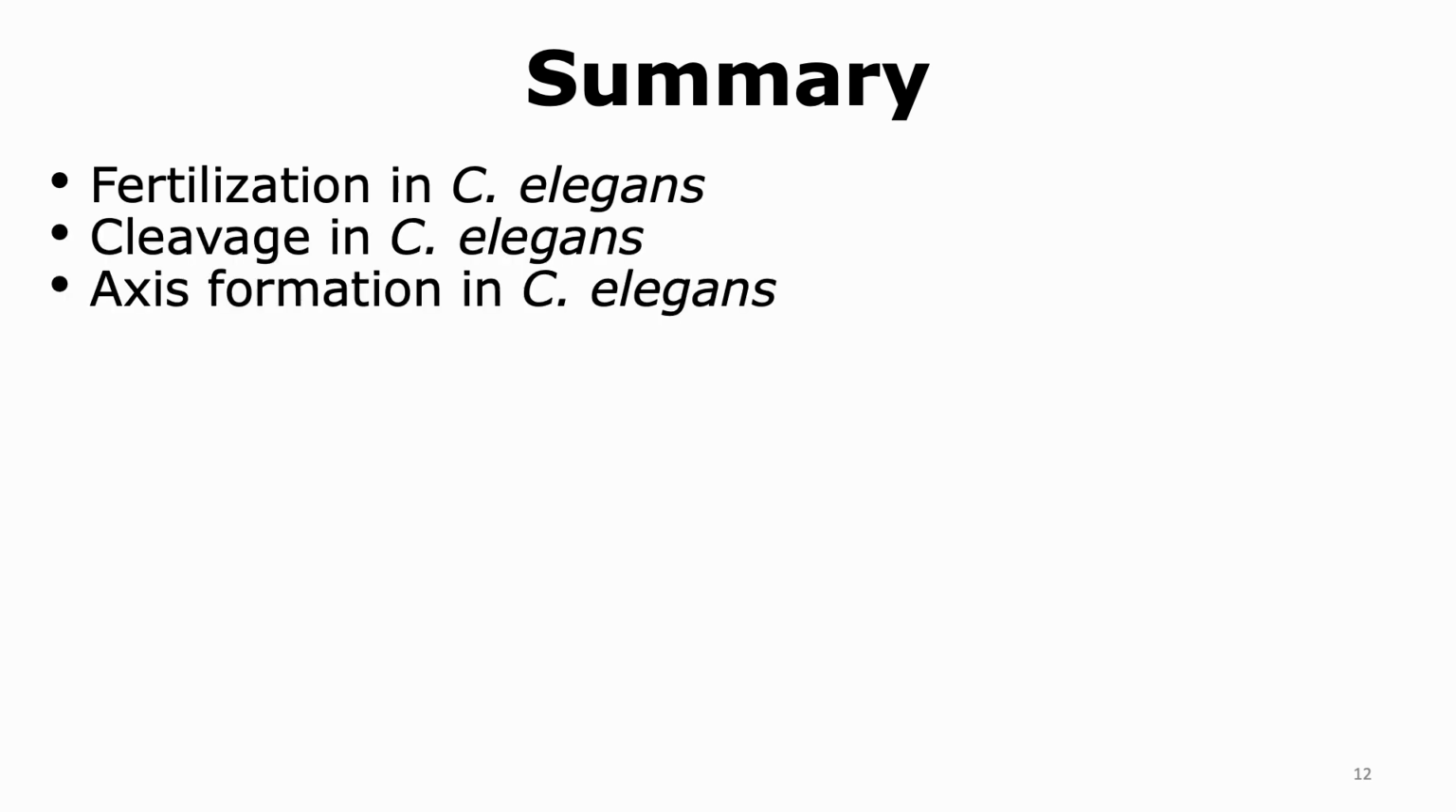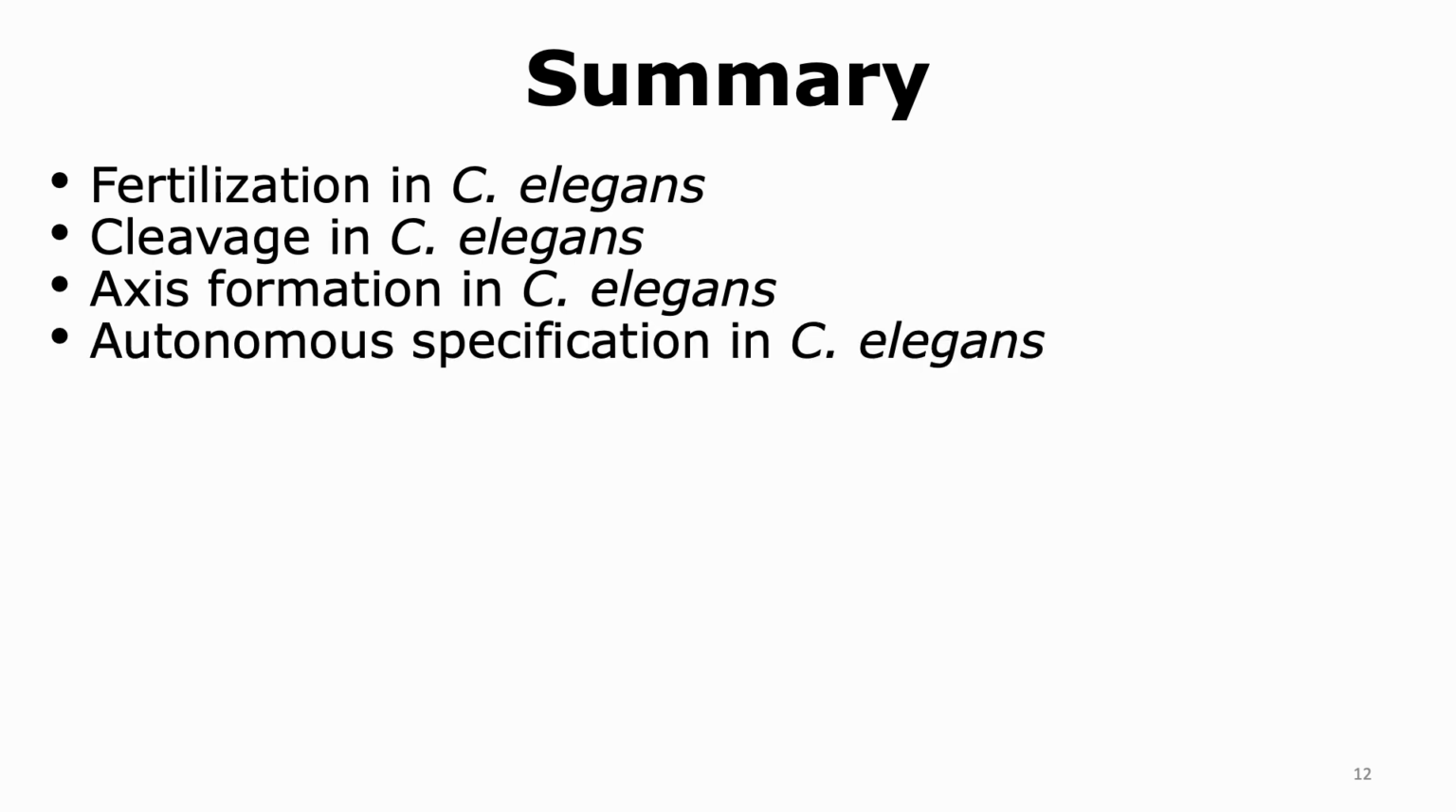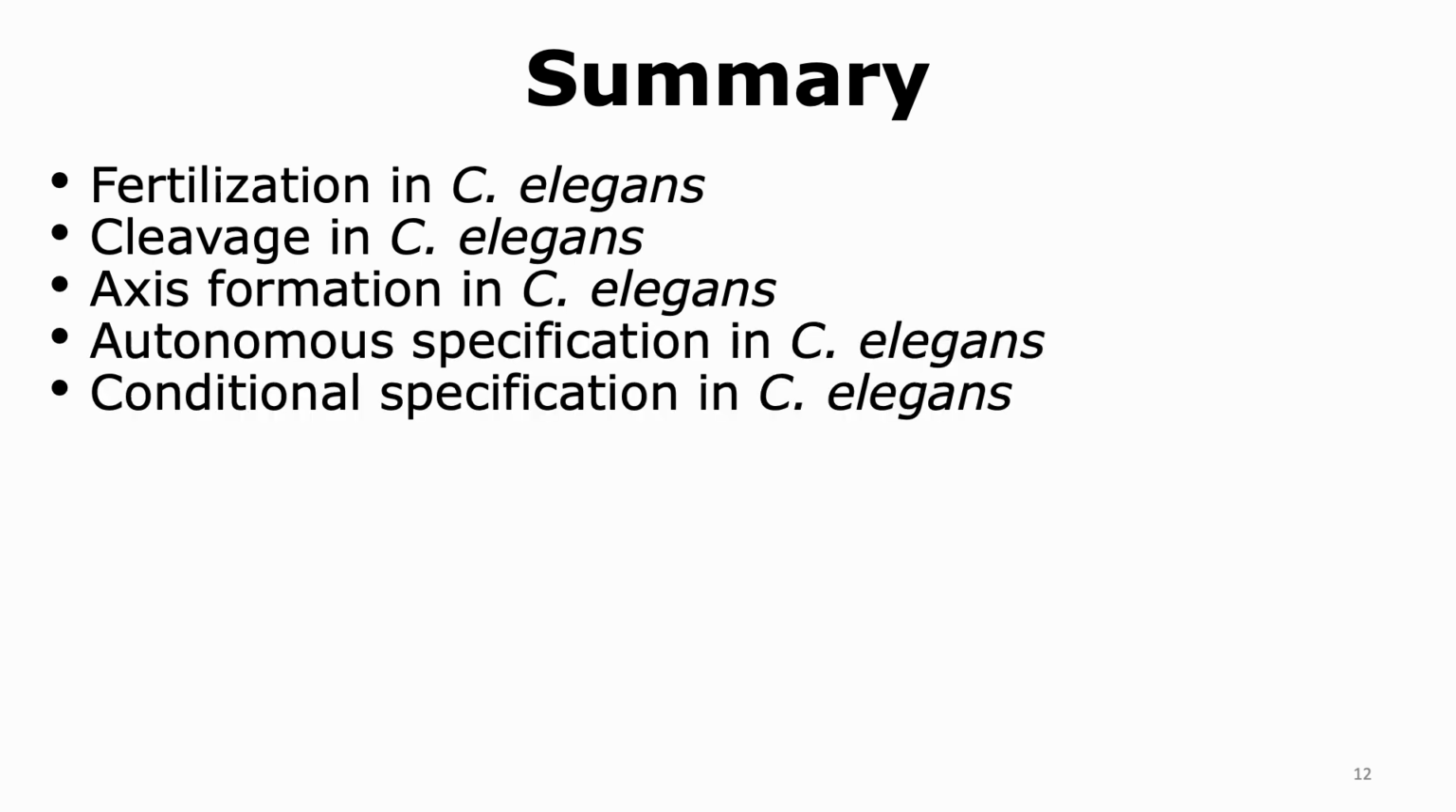With this, we come to the end of our talk where we learned about fertilization in C. elegans, which is a nematode worm, followed by cleavage and axis formation. We also learned about autonomous specification and conditional specification in C. elegans, as well as gastrulation in C. elegans.